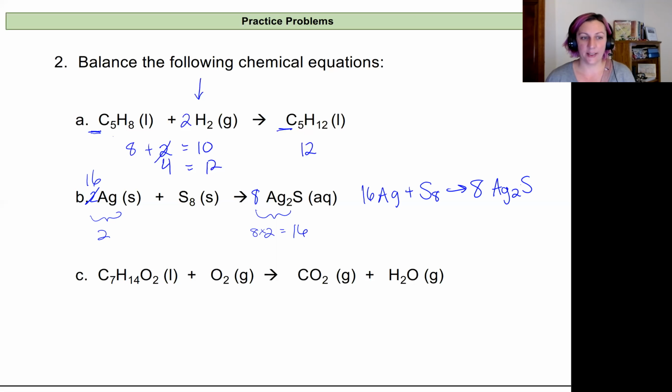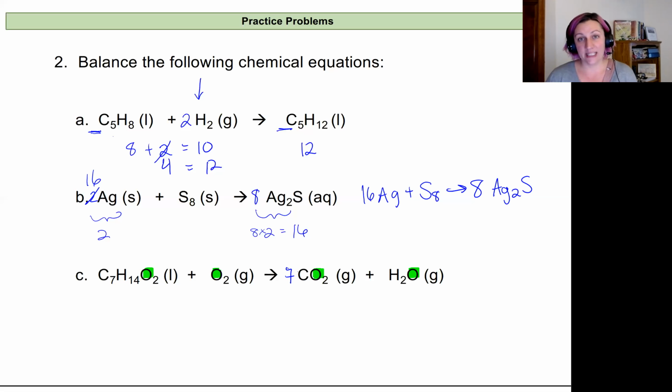All right, last one's a combustion problem. And looking at this one, I can see right away that the oxygen is pretty complicated because it is in absolutely every single one of my reactants and products. So I'm going to leave that for last and focus first on my carbon and hydrogen. So I have 7 carbon in my reactant side and only 1 in my product. So a coefficient of a 7 in front of my product, carbon dioxide, will balance out the number of carbons to be 7 on both sides.